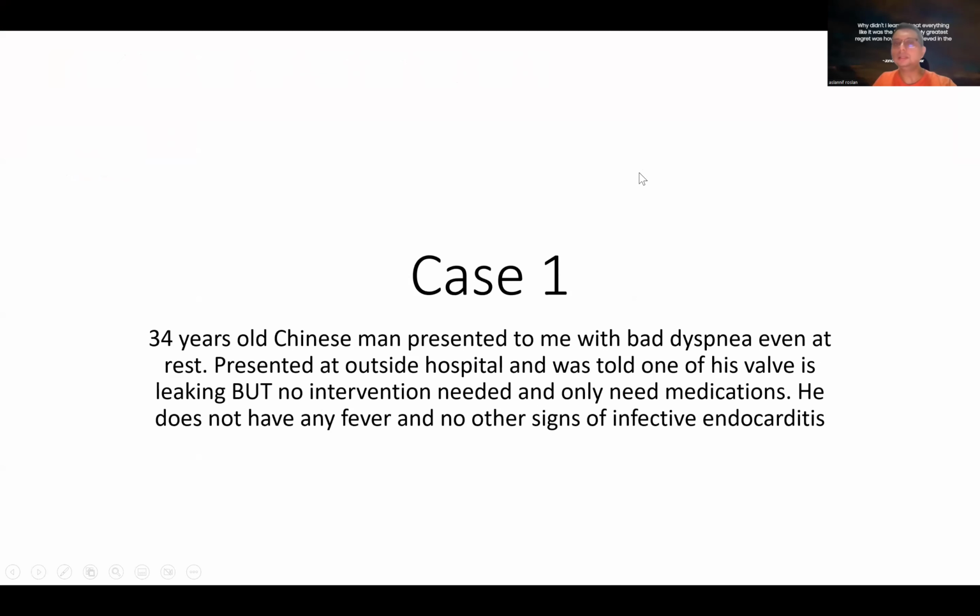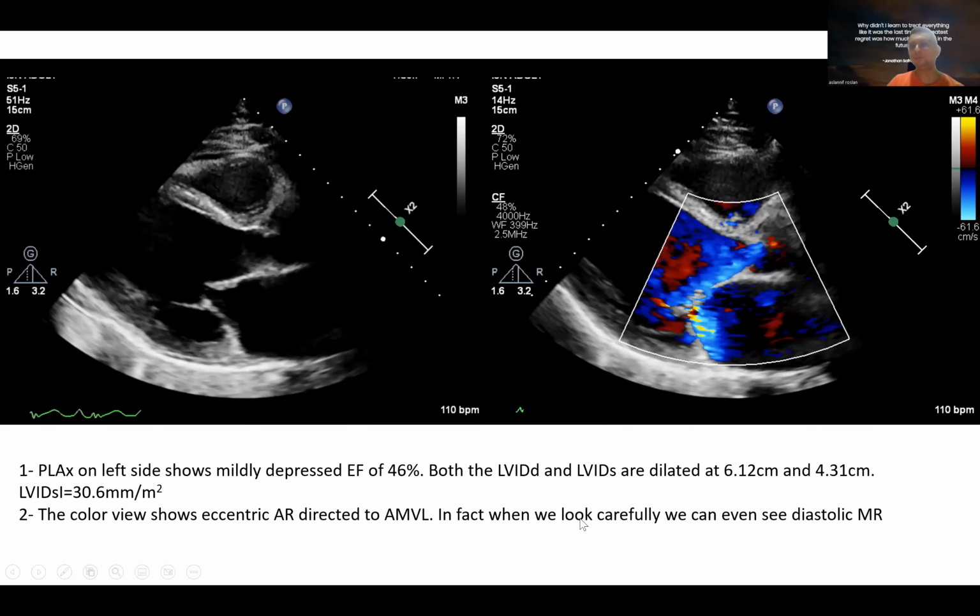This case is very interesting. It's about a 34-year-old Chinese man who presented to me with bad shortness of breath, even at rest. He actually presented in Malacca at an outside hospital, and they did an echo over there and he was told that one of his valves is leaking. Surprisingly, he was told that no intervention was needed and the patient only needed medication. Added information, he does not have any systemic symptoms, does not have any fever, nor any other signs of infective endocarditis. So I saw this patient in clinic and we did an echocardiogram.